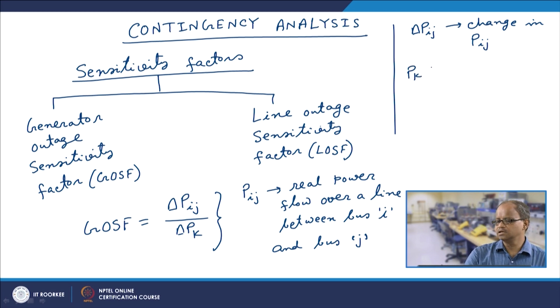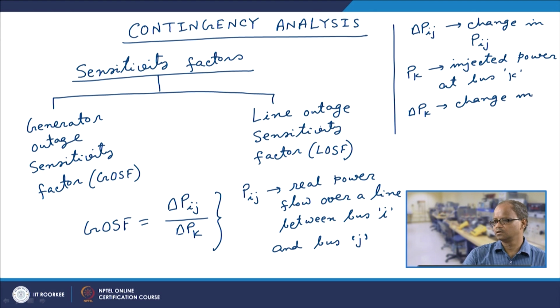Similarly, Pk is the injected power at bus k, and of course del Pk is the change in Pk. So what we are essentially saying is that GOSF is nothing but the ratio of the change in power flow over a line between bus i and j due to the change in real power injection at bus k. So this is the definition of GOSF, the generator outage sensitivity factor.